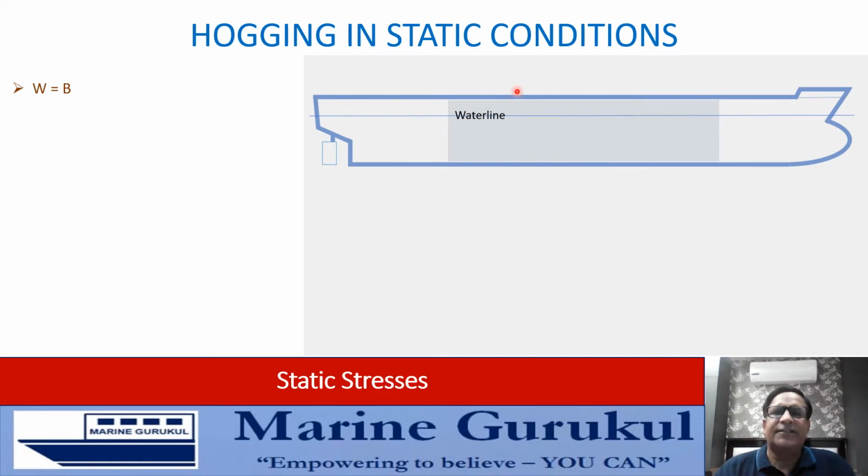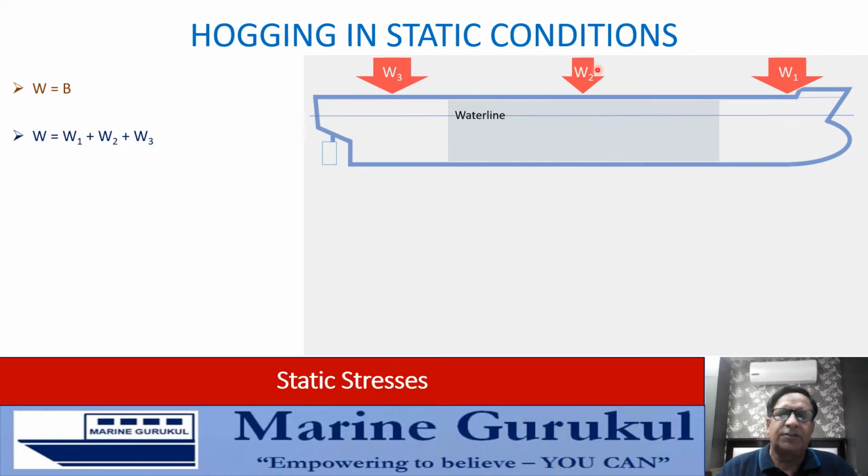And let us say in this case, the weight contribution from the forward part is W1. You can see coming up here on the screen. By the middle part is W2, and by the after part is W3. So we have considered a scenario in which the concentration of the weights on the ship is greater at the ends and lesser in the amidship region. Now this total W would be equal to the sum total of W1, W2, W3.